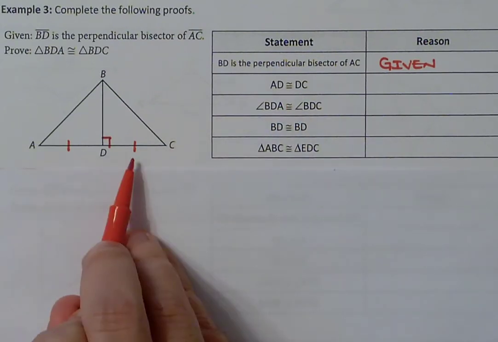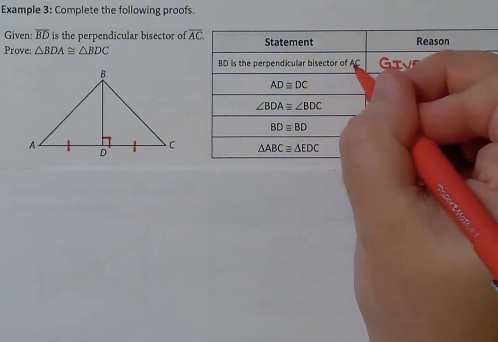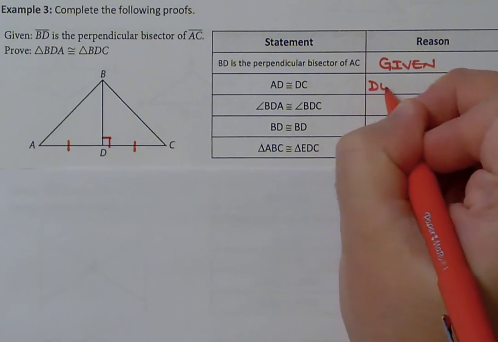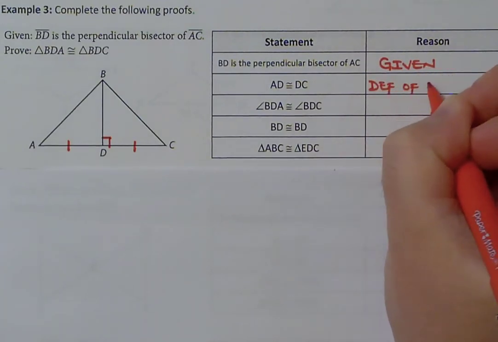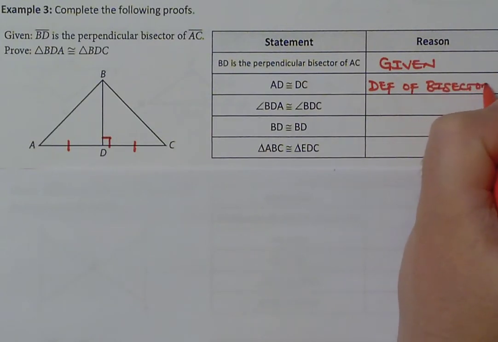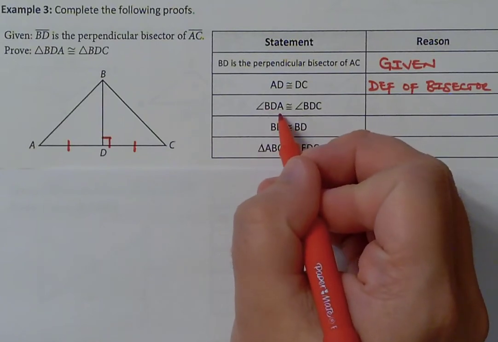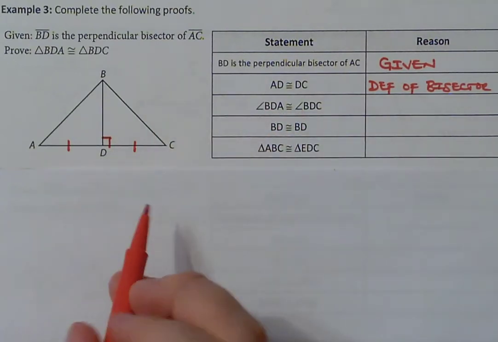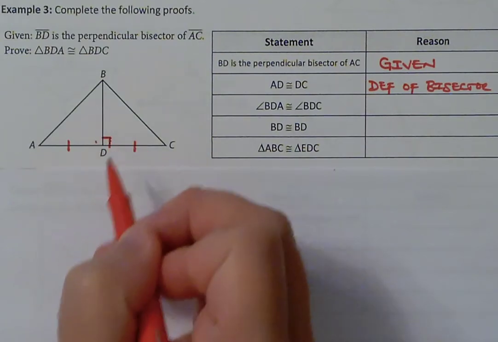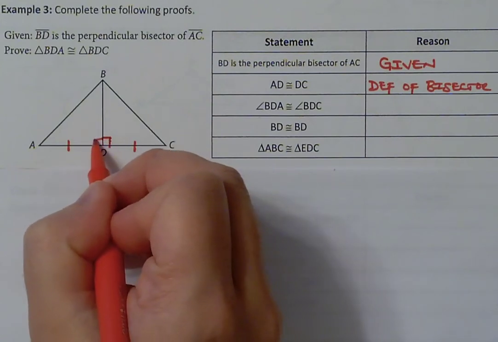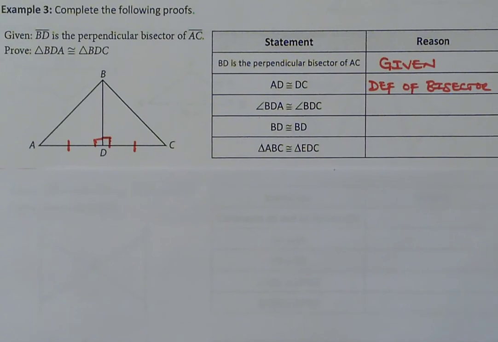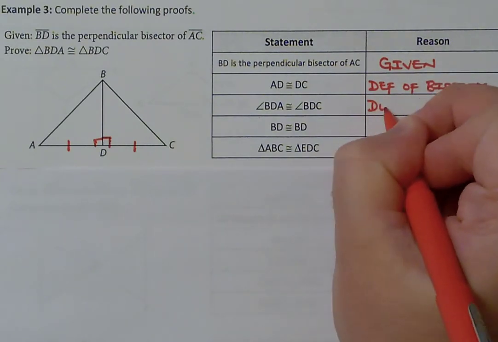How do I know that these two are congruent to each other? Well, I know that BD is the perpendicular bisector of AC, and based off the definition of a bisector, it cuts it into two equal parts. So the definition of bisector states that whether it's a point, a line, a ray, whatever, it cuts that segment into two equal parts. Now, the next part is stating that angle BDA and BDC are congruent to each other. So how do I know these two angles are congruent? Well, if this is 90 degrees, that means this is also 90 degrees. And I know that based off the definition of perpendicular lines.